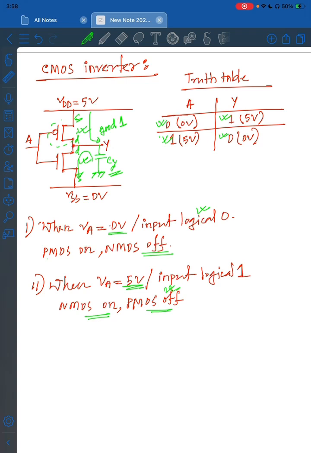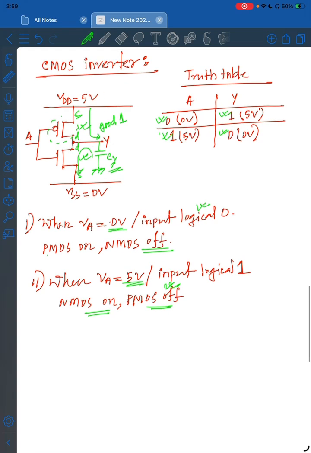We have seen that the CMOS inverter is very power efficient because in both cases of operation, one of the MOSFETs is always on and the other one is off. So there is no connection between VDD and the ground in any case of the operation. So there is no static power consumption and it is a very power efficient circuit, and it is highly used in modern ICs.